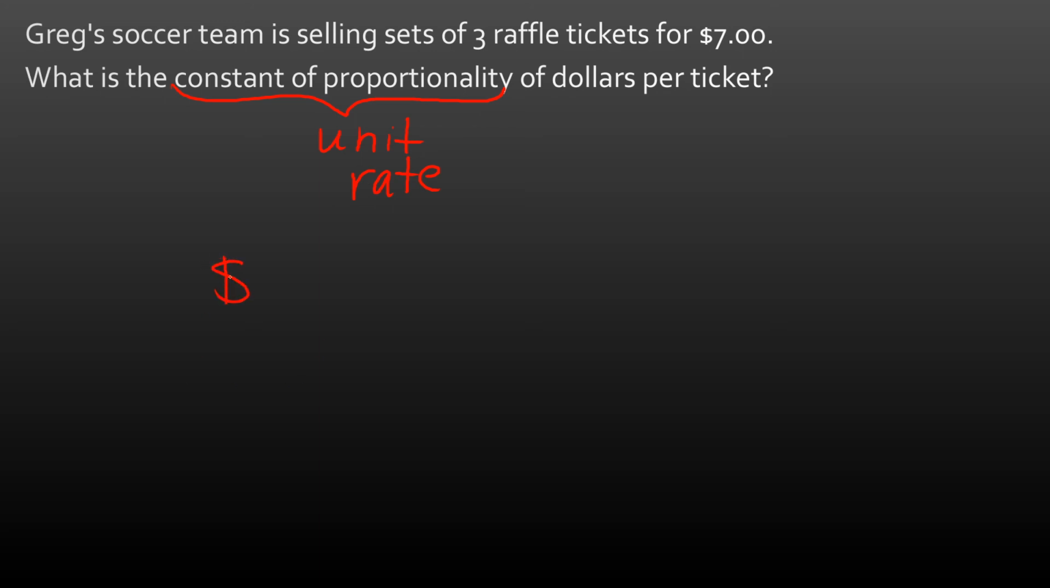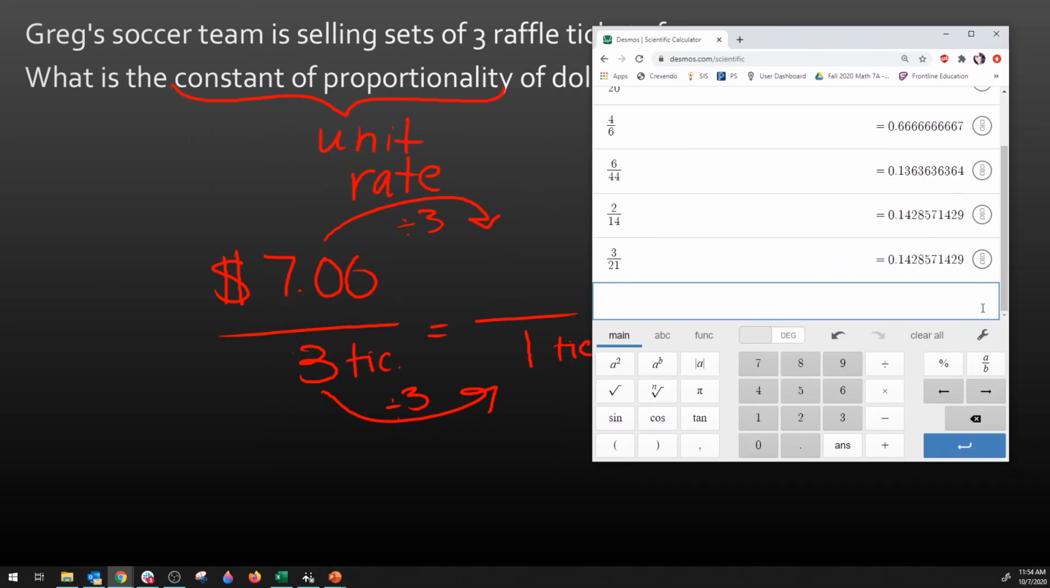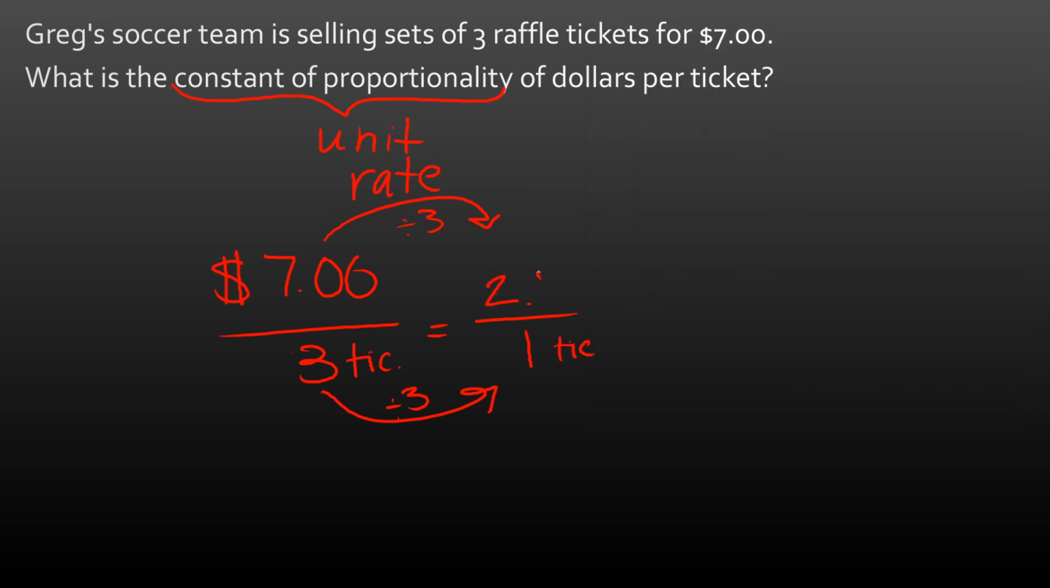Again, I'm given money, so I'm going to put money on top, and that is for 3 tickets. I want to know how much I'm paying for 1 ticket. So I'm going to divide my top and bottom by 3, and I'm going to bring out my calculator, and I'm going to do 7 divided by 3, and it tells me that I pay $2.33 for each ticket. Okay, so don't let that constant of proportionality throw you off. That is just another way of asking for the unit rate.